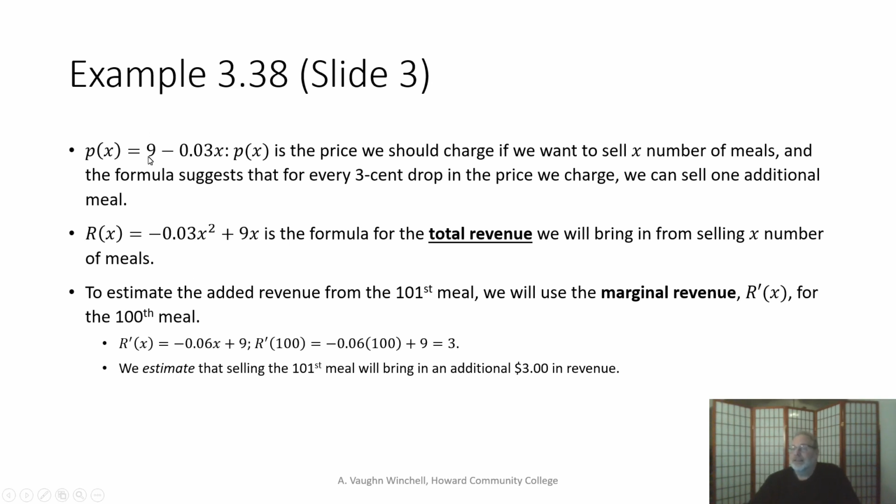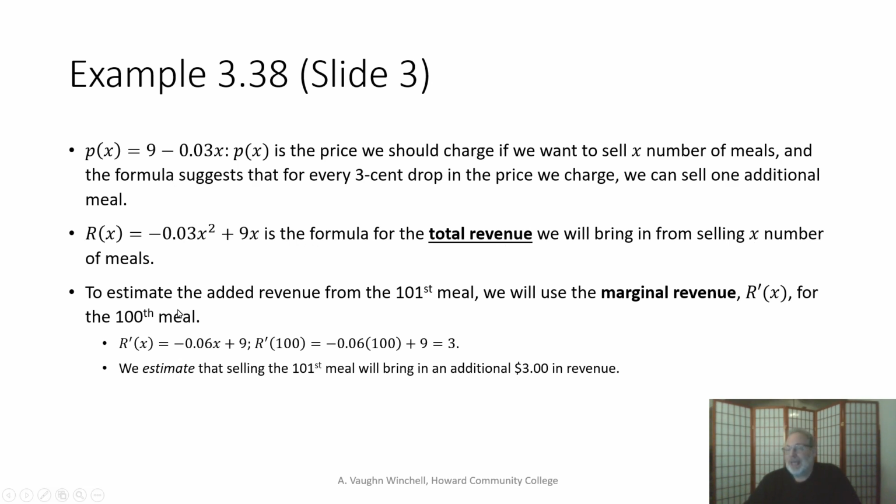P of X is 9 minus 0.03 of X, suggesting that if P of X is the price I should charge to sell X number of meals, the formula says that for every 3-cent drop in the price, that minus 0.03x, I'll probably sell one additional dinner. Revenue of X is going to be X times this P of X. So I've got negative 0.03x squared plus 9x. That's the formula for the total revenue from selling all X meals.